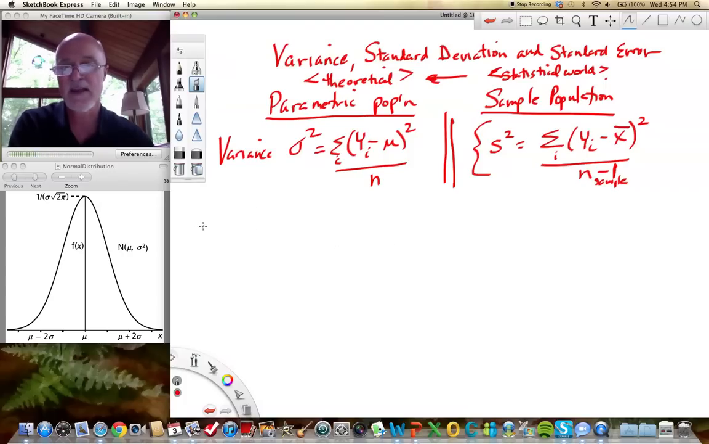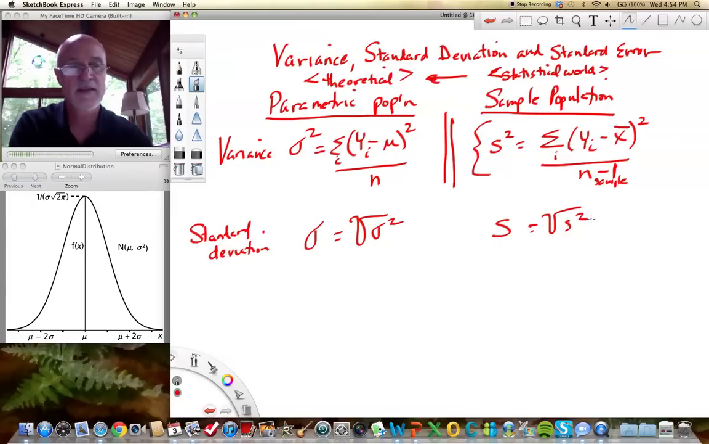Next I want to talk about standard deviation. Okay, so the standard deviation is symbolized by sigma, and it's just the square root of the variance for the population. And likewise, it's going to be the square root of the estimate of the variance for the sample population. Okay, so we have the standard deviation, we have the sample standard deviation. And then we have the standard error.